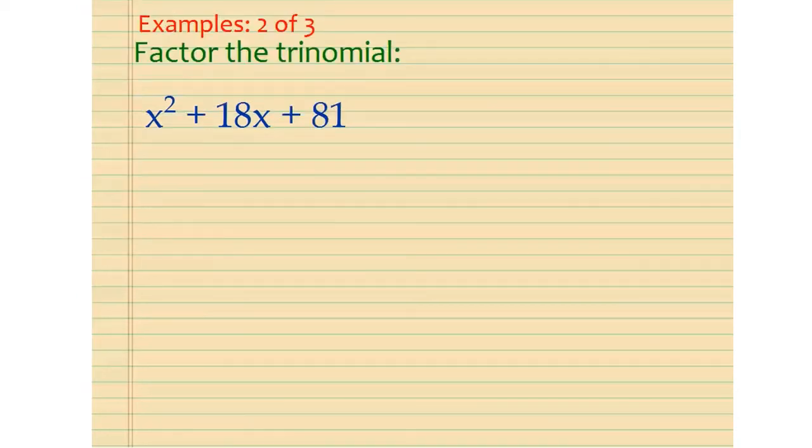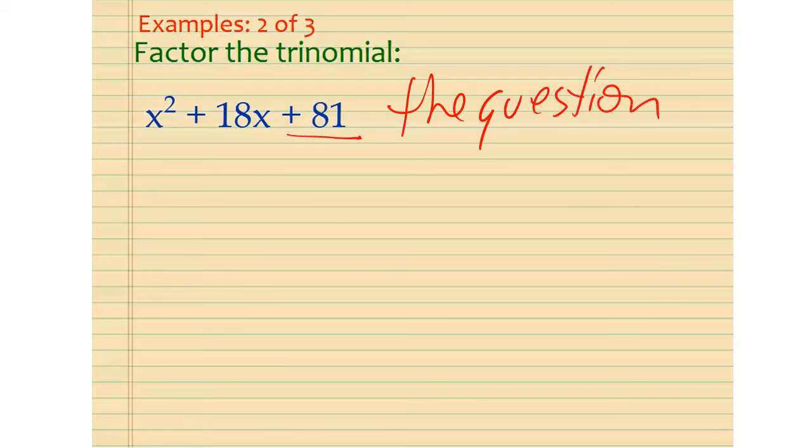All right, here's another example. X squared plus 18x plus 81. What is the question? Question is, what two numbers multiply to get positive 81 and add to get positive 18? Well, my first thought is 81 is a perfect square because I've got all the perfect squares memorized. And the perfect square is 9 times 9. And for that matter, 9 plus 9 is 18.